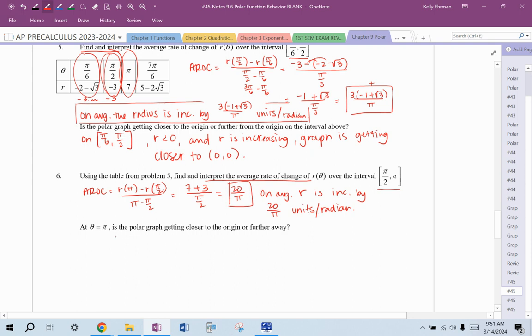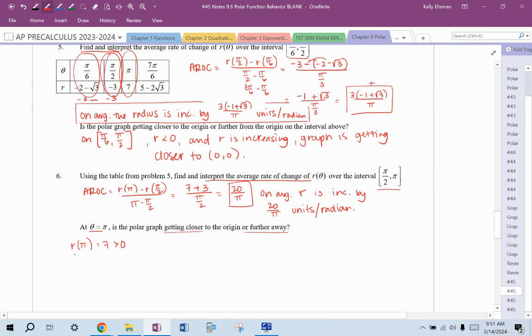At theta equals pi, which is in this interval at the end, right? Is the polar graph getting closer to the origin or further away? So we need to look at this. Okay, r of pi was equal to 7, which is greater than 0. So r of pi is positive. And what's happening with the graph? Or what's happening with r's behavior? Excuse me. R goes from negative 3 to 7, so that's an increase. But then 5 minus 2 radical 3 is a decrease.